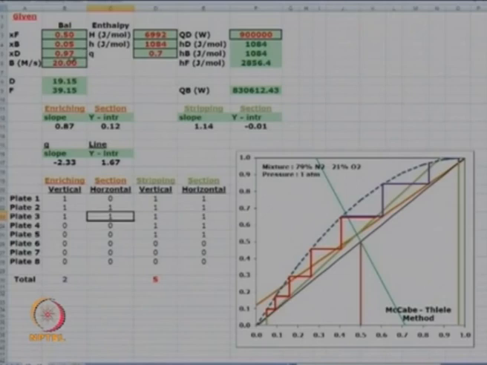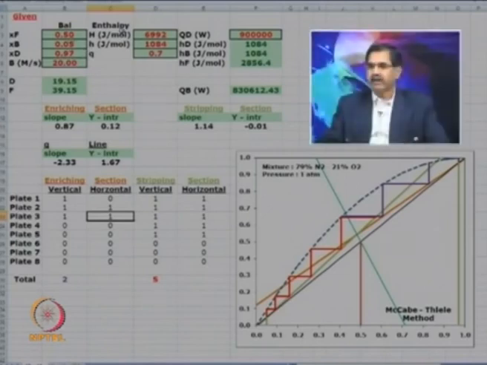Here you can see that I have increased my cooling effect from 500 kilowatts to 900 kilowatts, and correspondingly you will find a change in the slopes for the enriching section. In all these cases, I am keeping my B, D and F the same, so the law of conservation of mass remains the same. You can see that my slope has increased from 0.77 for the earlier case to 0.87, and correspondingly my stripping operating line slope has decreased towards 1.14, which means that I have moved from the equilibrium curve toward the diagonal line, which means that the number of plates in this case should decrease.